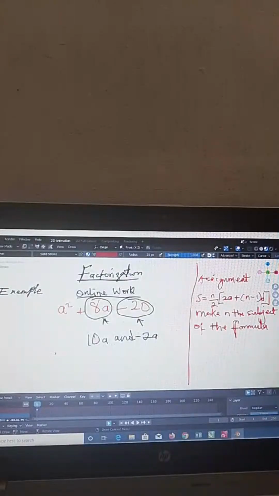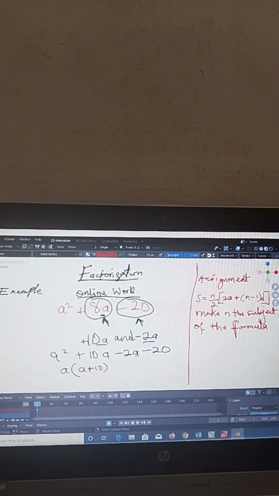So I have a squared plus 10a minus 2a minus 20. So I replace this one in particular with this and this. I replaced it. So what is common here? a is common. I'll say a in brackets, a plus 10.